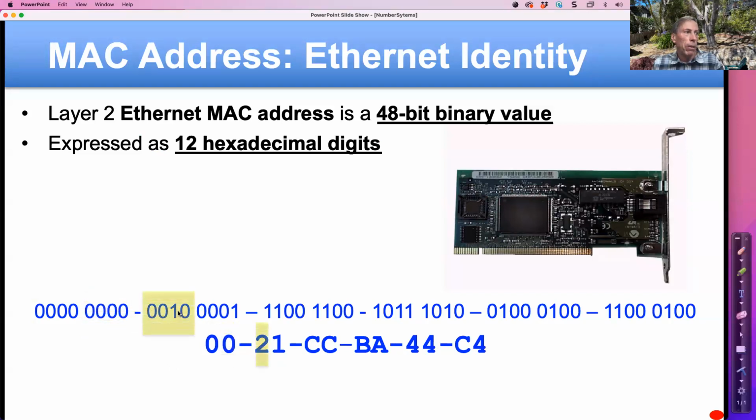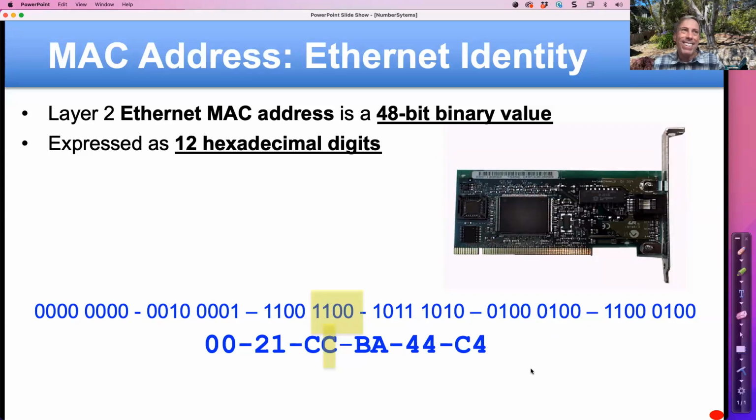There's a 2, 0010, that's 2 hex. 0001, that's 1 hex. 1100, that's C hex. So we can keep on going. 1011 is B, 1010 is A, etc. Okay. It's just easier to have our MAC address displayed with these hexadecimal digits than these binary numbers. Okay. It's not much easier to read this than it is this.